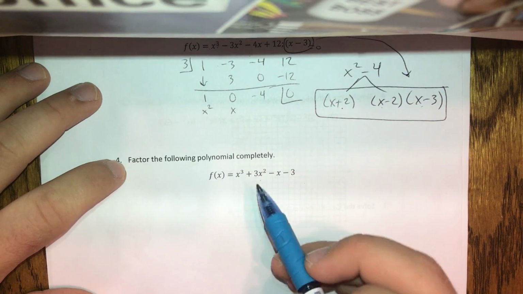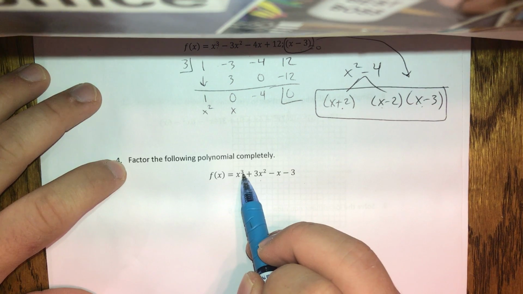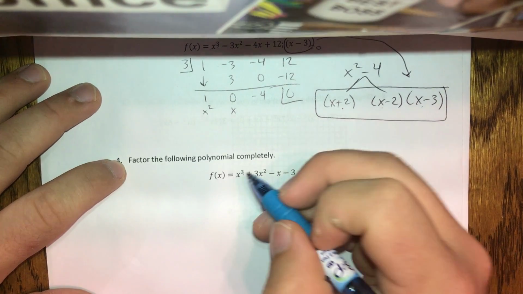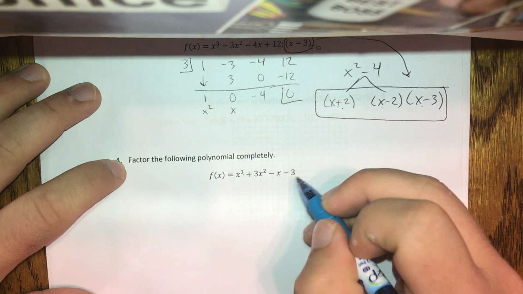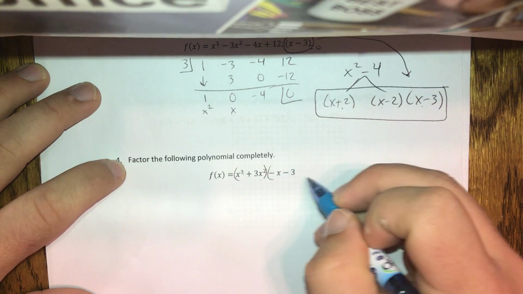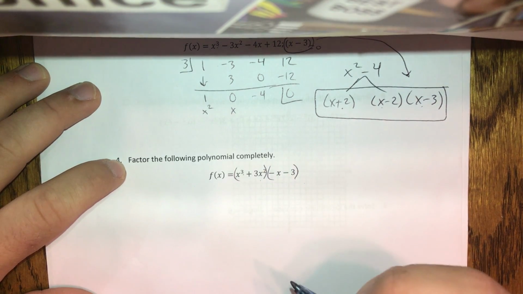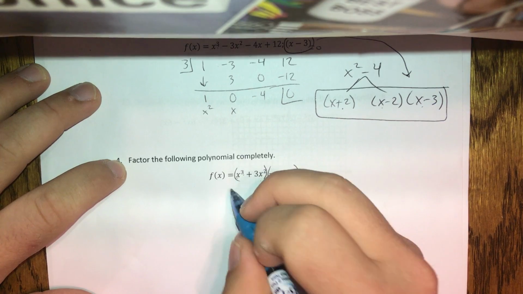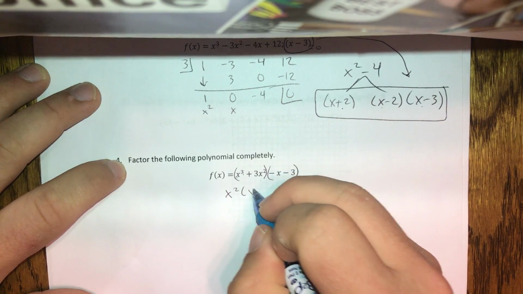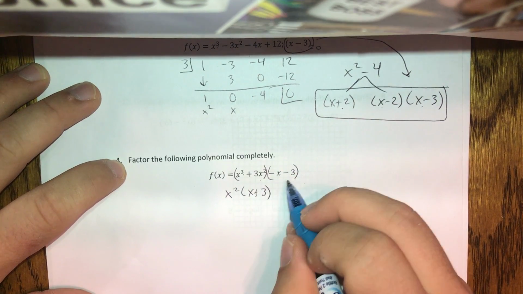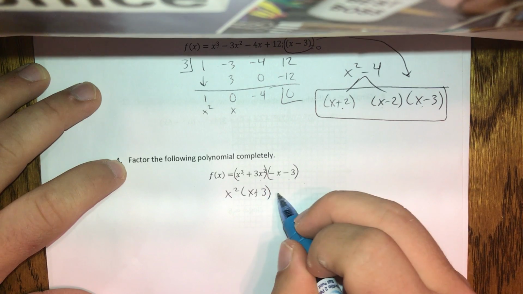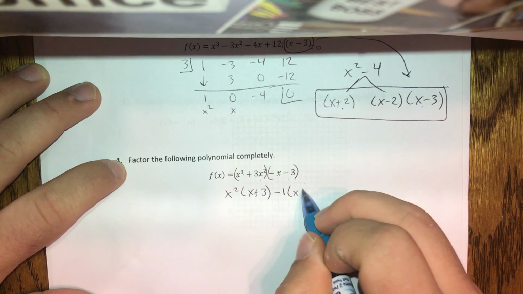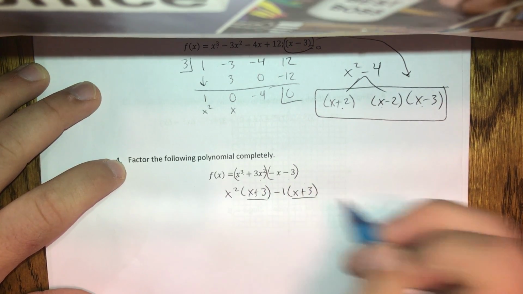Number 4, we're going to factor completely. The highest exponent is 3. So my final answer should have 3 factors. And this has 4 terms, so we're going to factor by grouping. And so I split it into 2 groups, and then we're going to do a whole bunch of GCFs, greatest common factor. So I can pull out x squared, and I'm left with x plus 3. I want these two to match, and so I need the signs to change. I'm going to pull out a negative 1, and I'm left with x plus 3, which now they match.